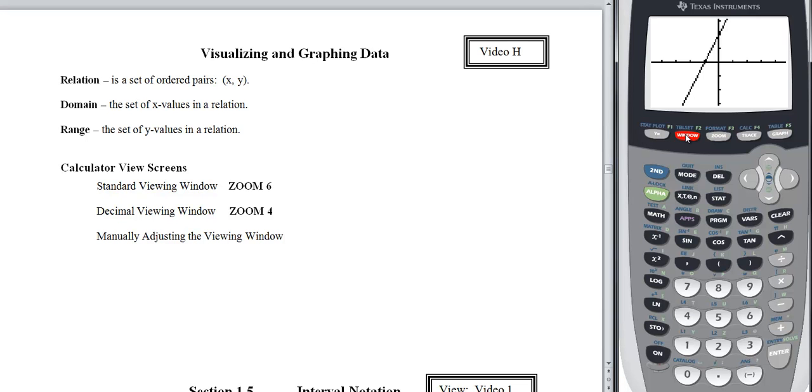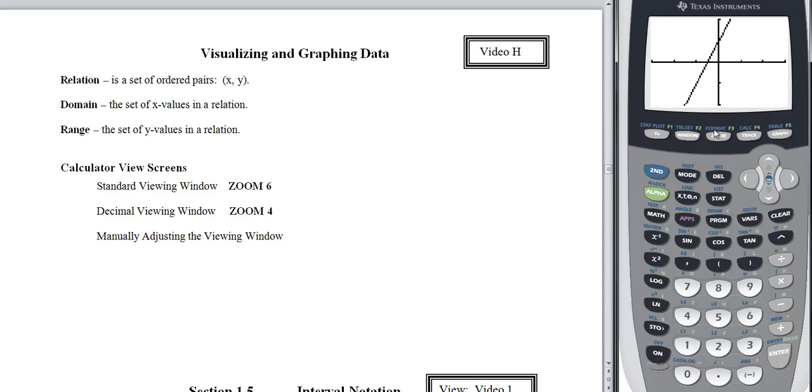Now to manually adjust, if you go to your window, let's say I want negative 6 to 6. And I want my scale to go by 2. Remember that. This one, let's do negative 4 to 4. Scale is 2. Now let's look at our picture. Remember, I went from negative 6 to 6, and this is going 2, 4, 6, negative 2, negative 4, negative 6. My y-min was negative 4, y-max was 4, and again, it was going by 2s. So I can manually adjust my window.